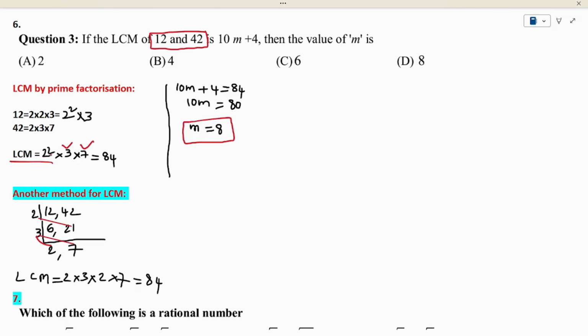But make a note here. In the factors, to find out the LCM, we always need to take the highest powered factor. In these common factors, 2 square is the highest powered. So I choose 2 square instead of 2. So LCM will become 2 square into 3 into 7, that is 84. But as per the given problem, the LCM is equal to 10m plus 4. So I can equate 10m plus 4 to 84. By solving, I'll get m as 8. So my answer will be option D.